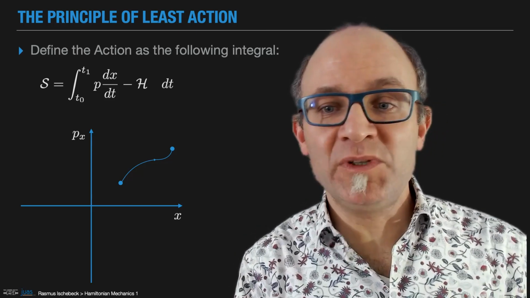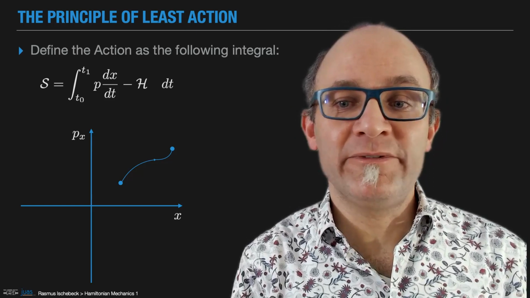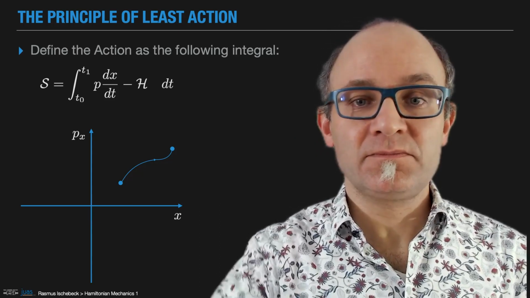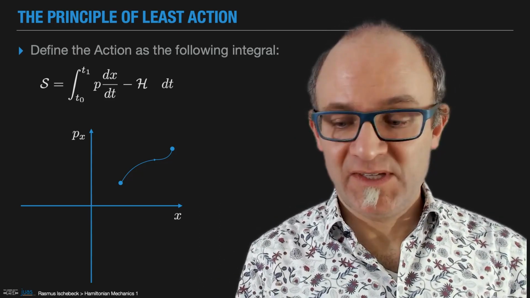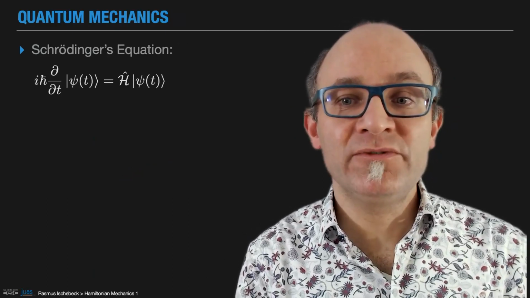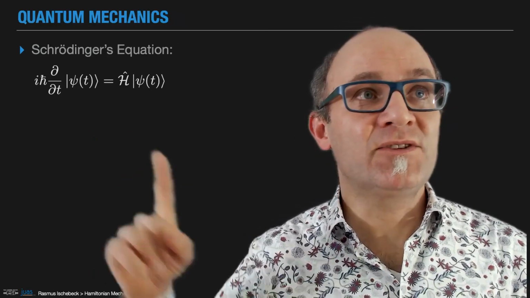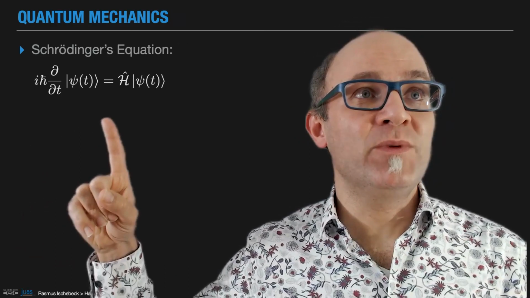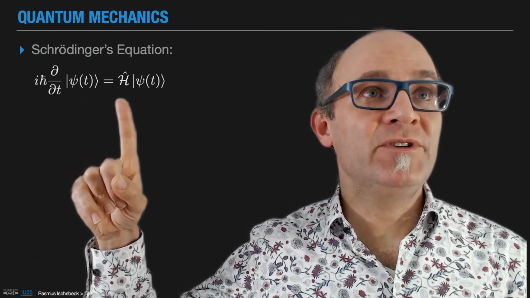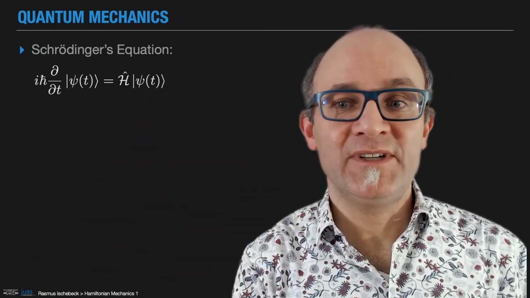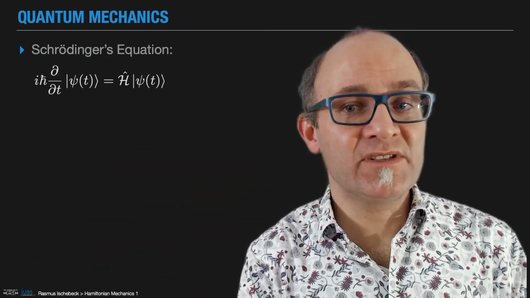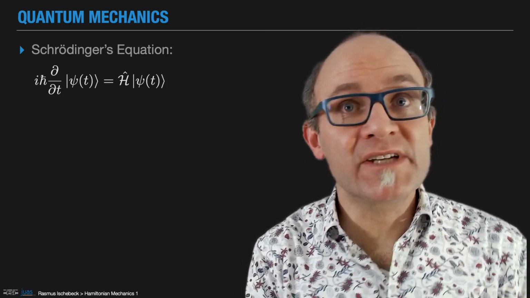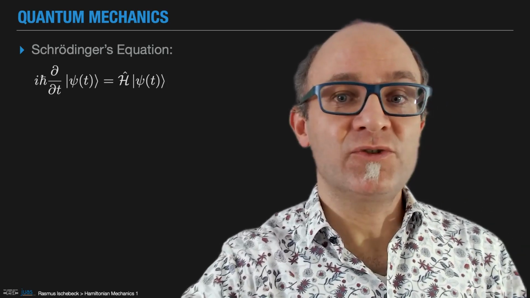We can also reverse the argument and say that Hamilton's equations follow from the fact that the trajectory of a particle in phase space minimizes the action. Another side remark is that in quantum mechanics, the Hamilton function becomes the Hamilton operator, and you see this well in the Schrödinger equation: i times h bar d/dt of the wave function is equal to the Hamilton operator times the wave function. In accelerator physics, quantum effects are rare, so we will not go deeper into this subject here, but we will rediscover the quantum effects when we look at synchrotron forces.